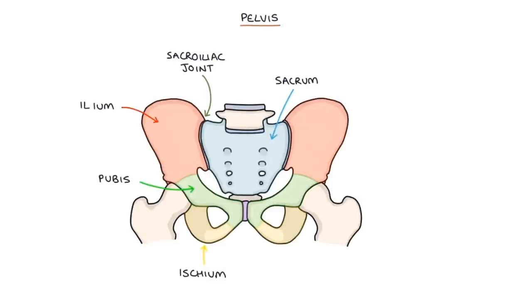On either side at the front of the pelvis is the pubis bones. The pubis bones join in the center at the pubic symphysis. Inferiorly, there is the ischium. The socket of the hip joint is called the acetabulum, and this is located at the point where all 3 bones of the pelvis meet together.